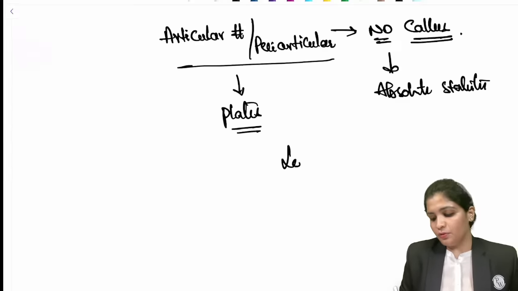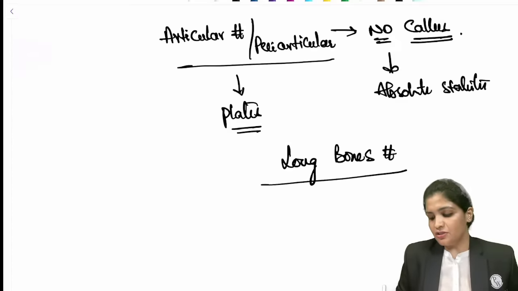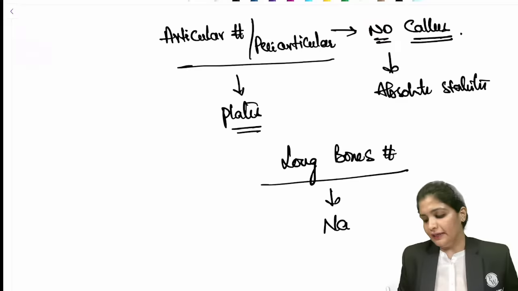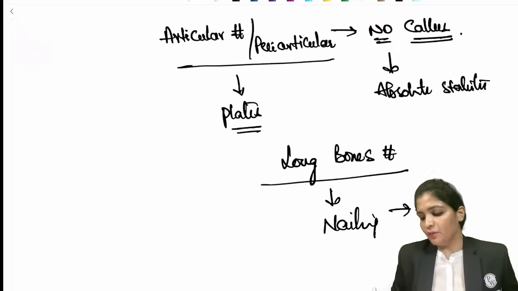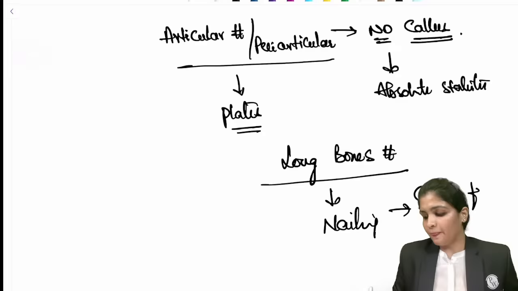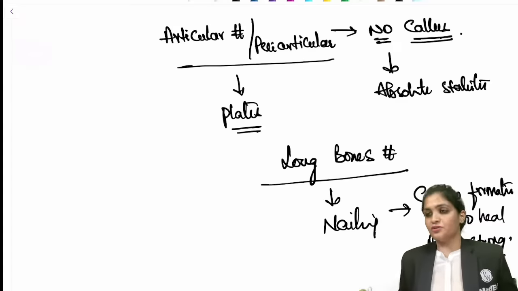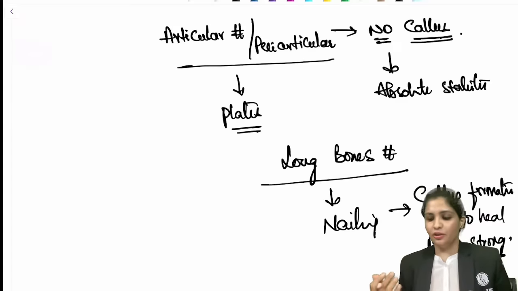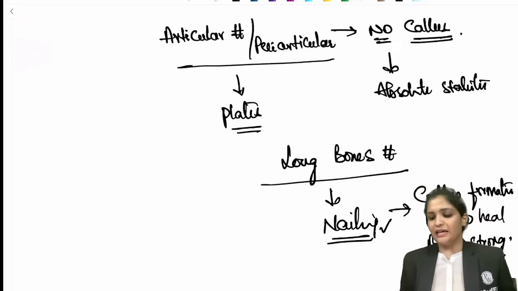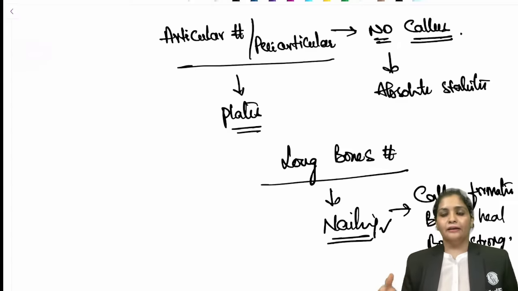In case of long bone shaft fractures, here you will treat it with nailing, right? So here you require callus formation for the bone to heal. And the bone should be strong, right? The weight bearing bones should be strong. So to encourage the callus formation, you use nailing. So nails are used for long bones and plates are used for your articular or periarticular fractures.